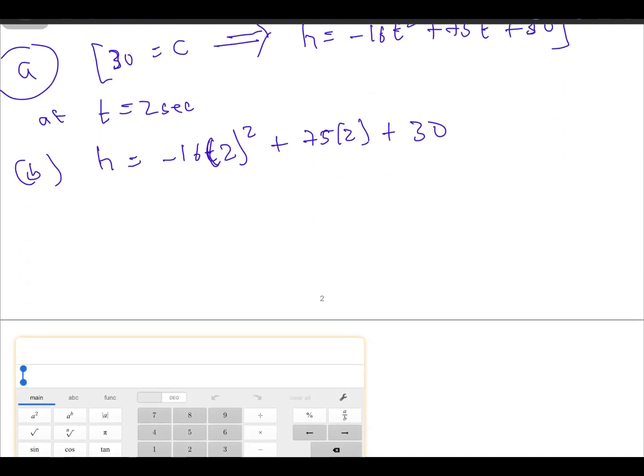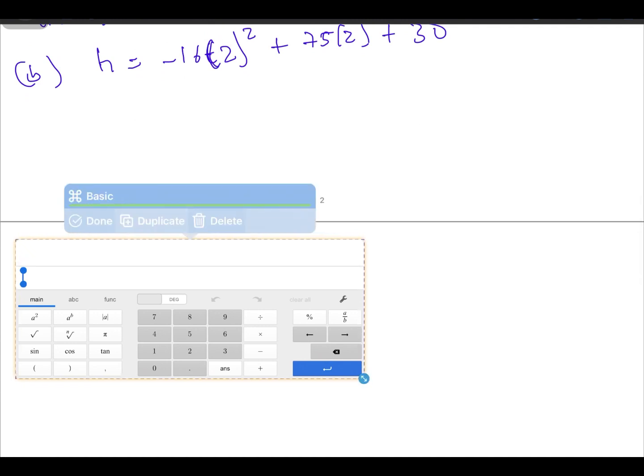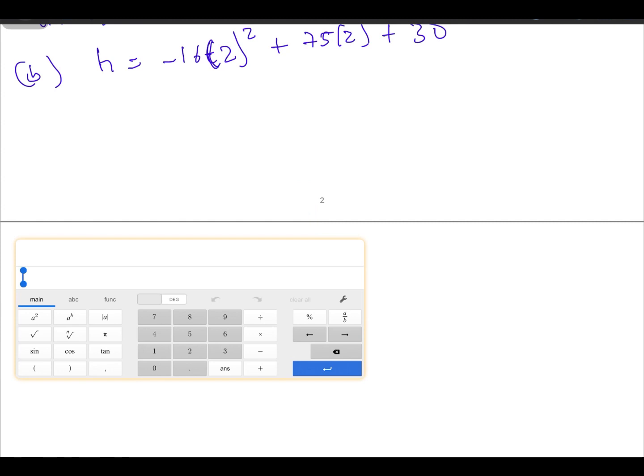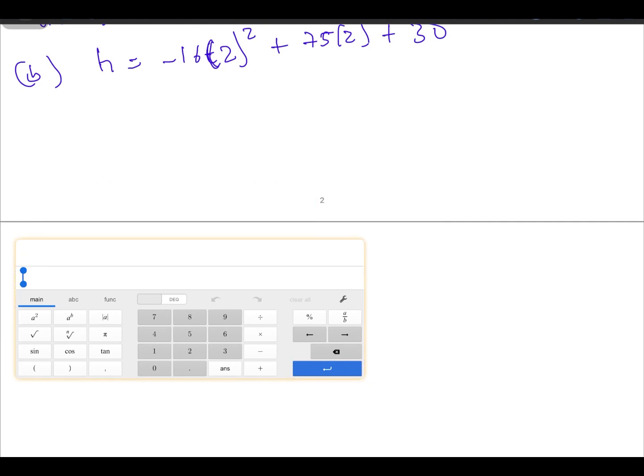So now let's go to our calculator and use that one from there. So this is my calculator over here. Let me try something and see how things go. Oh, my calculator is not coming.